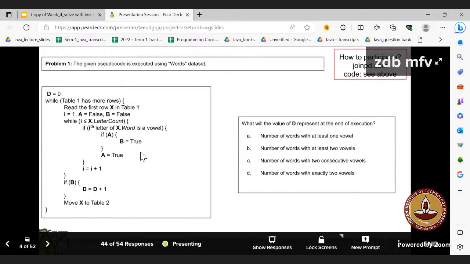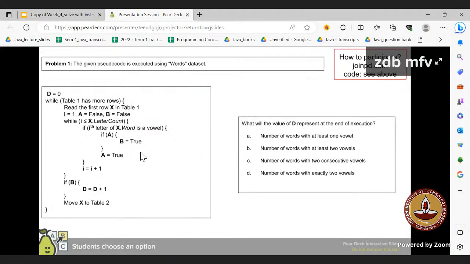Ma'am, every time we are getting true, right? If it is a vowel, then only we will get true. No, see, let us see the case. If it is a vowel and a consonant, what happens?